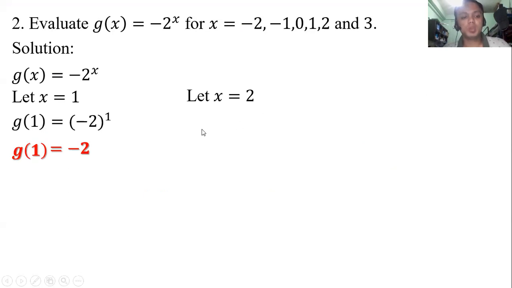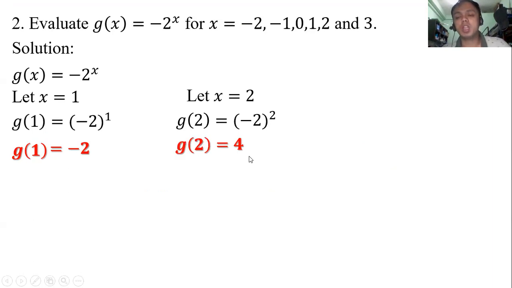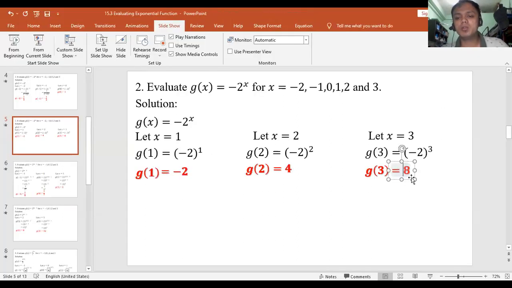If your x naman is 2, so we have your -2 squared, that would be equal to +4 because -2 times -2 is +4. Another one, let x equal to 3 naman. We have -2 cubed, that would be equal to -2 times -2 times -2, that would be equal to -8.